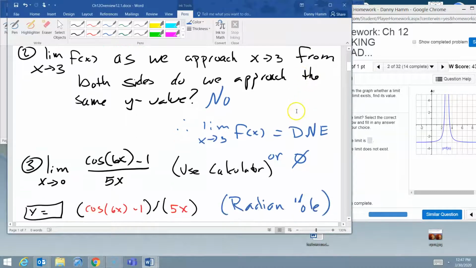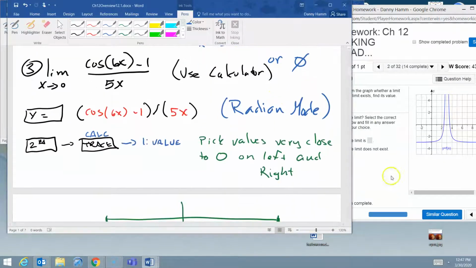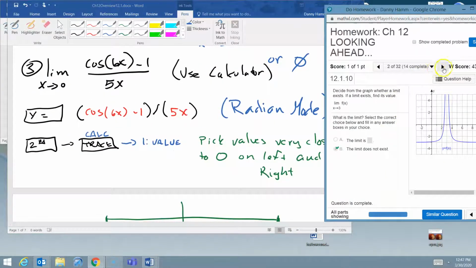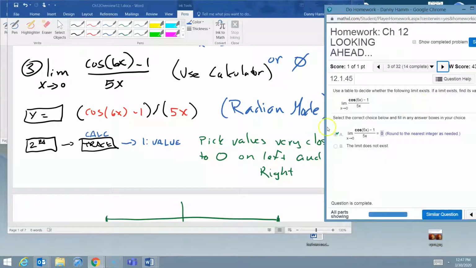Then looking at 3 and 4, we're going to use our calculators here. Make sure you're in radian mode, and make sure you're very diligent with your parentheses here. You go into y equals and put this function into your calculator. And then what happens is we can't plug in. In 12.2, we could just plug in values, or we could factor and do something. In this case, we can't.